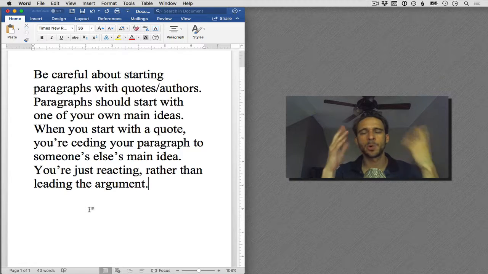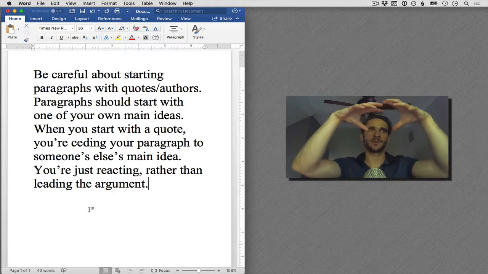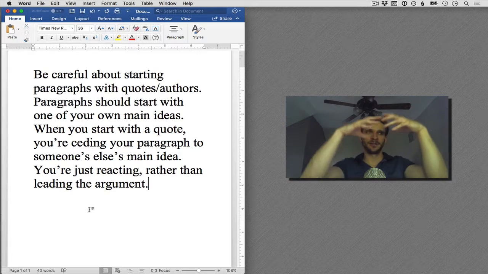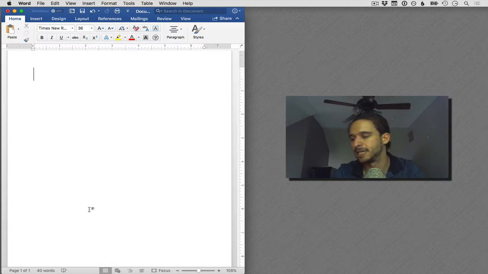Chapter 3 talks about the quote sandwich. It's not an open-faced sandwich. It's a quote sandwich. So the quote should always be comfortably surrounded with your own commentary, your own sentences, your own ideas.